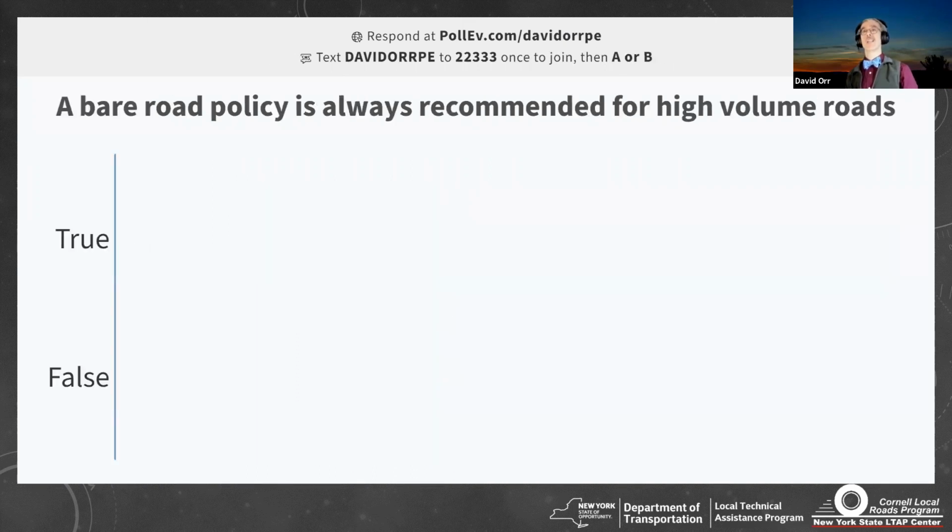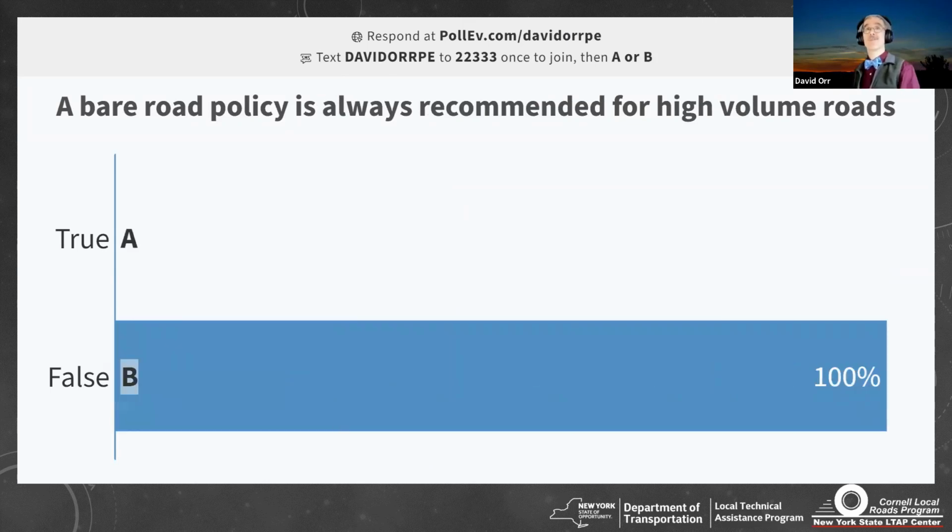And then finally, a bare road policy is always recommended on high volume roads. False. Ah, very good. We've gotten in the habit of wanting to have bare road policies. We need to do a lot of communication with the public to help them understand we really can't have a bare road policy, but then we need to communicate with them what is the policy. How quickly can we get back to being mostly bare roads?